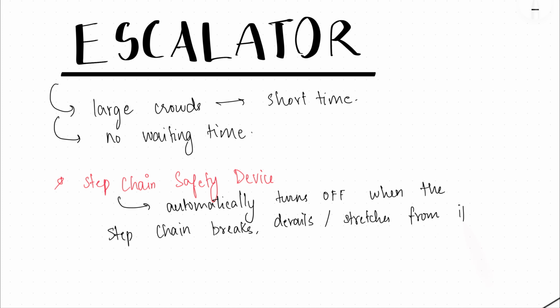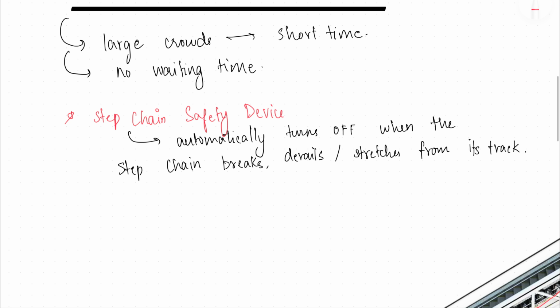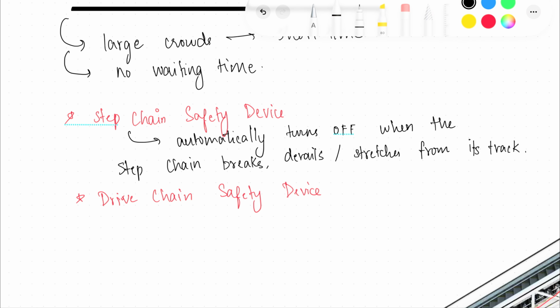And similar to your step chain safety device, you have your drive chain safety device. As the name suggests, this also turns the escalator automatically off when the drive chain breaks, derails, or stretches from its track. Okay, so both devices work very similarly.